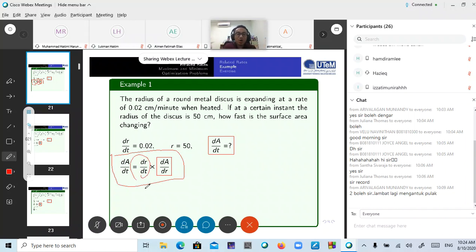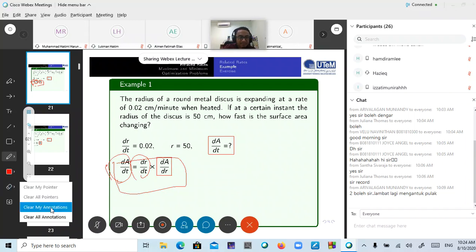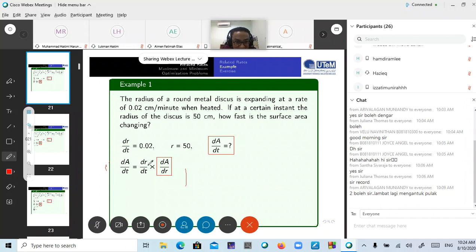dr over dt. So in order to get dA over dt, what do you need to find first? You need to find dA over dr. How do we know to find dA over dr? Because we already have dr over dt, so you can simplify dr over dr, and you will get dA over dt. That's why you need to find first what dA over dr is, in order to get dA over dt.